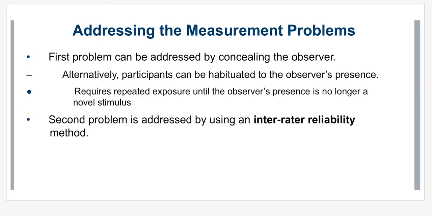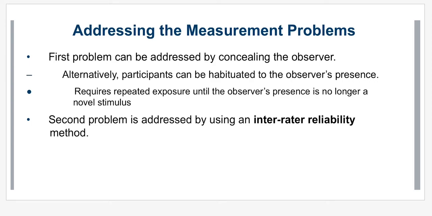And then the last thing to address here is using this interrater reliability method. So that just means using multiple observers. We've talked about this before, and you compare their observations. And one of the ways is through the correlational method we discussed in the last chapter. You can see how well they correlate.